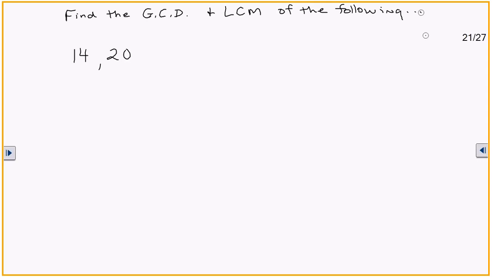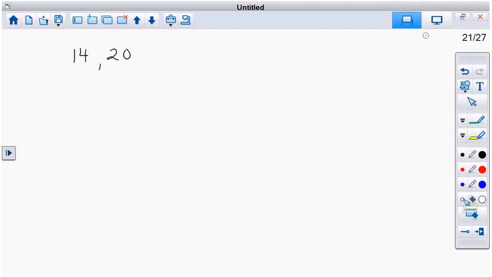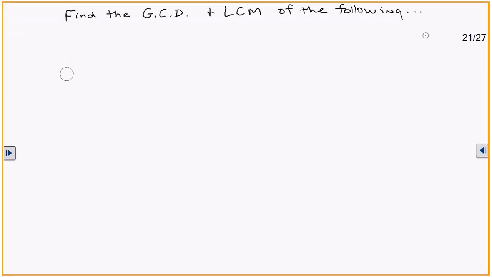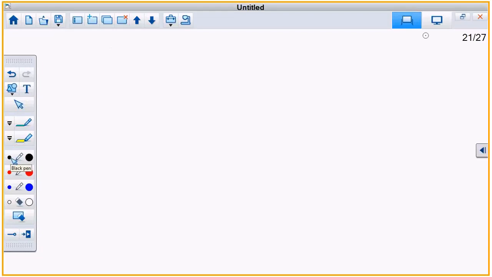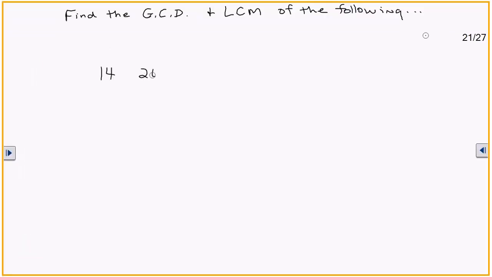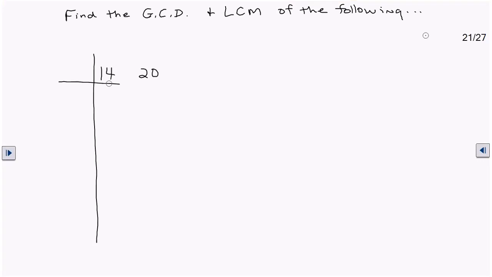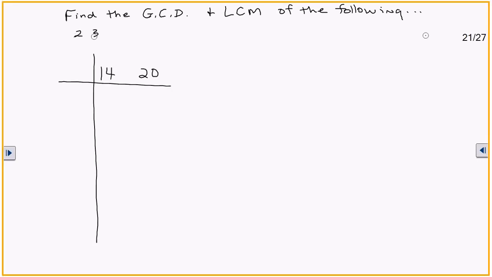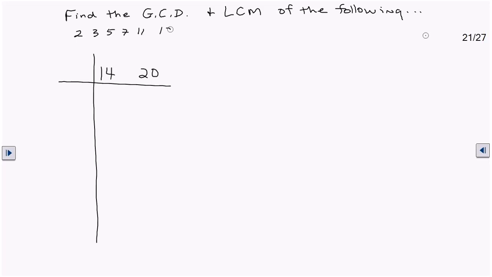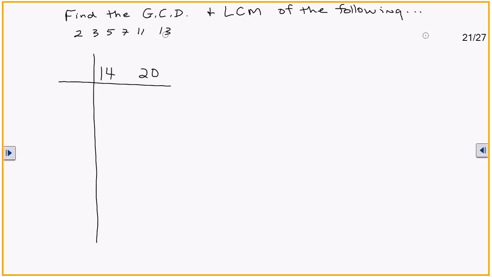All right, the first thing I'm going to do is rewrite those two in my chart. I'm going to do 14 and 20. I'm going to put them in order. And I'm going to do 2, 3, 5, 7, 11, and sometimes 13. That's what we just got finished doing. But now we've got two numbers. And you can do this with 2, 3, 4, 5 numbers. And later on, you're going to see it become very nice when you have common denominators. When you don't have common denominators and you have to find a common denominator.